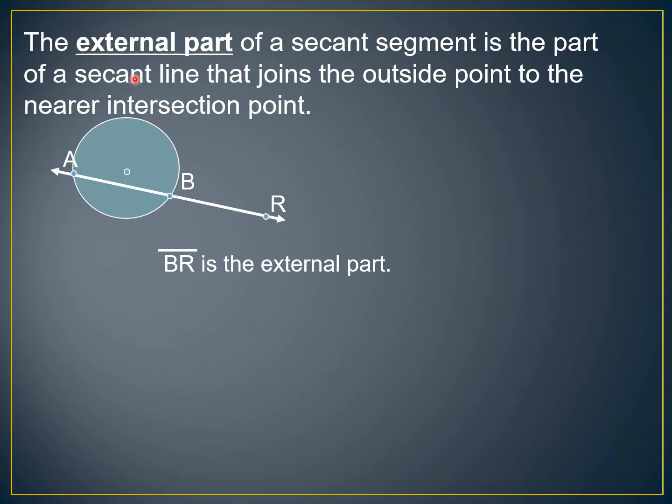We also have what we call the external part of a secant segment. This is the part of a secant line that joins the outside point to the near intersection point. So here, on our circle, we have a secant line AR. And the nearest intersection from outside point is point B. So if we connect point B to point R, it will create another line segment, which is BR. This line segment BR will be the external part of a secant segment.